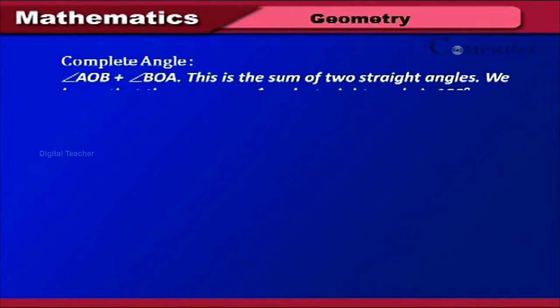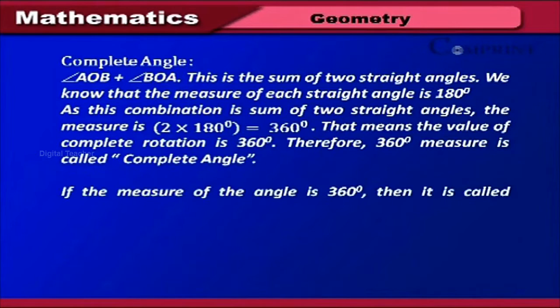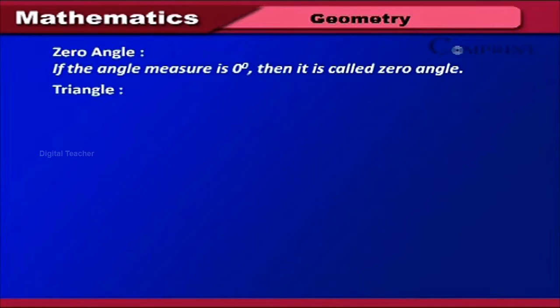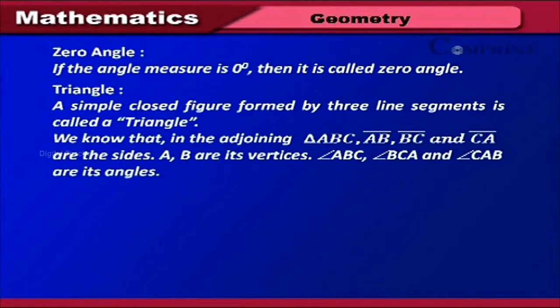Complete angle. Angle AOB plus angle BOA is the sum of two straight angles. We know that the measure of each straight angle is 180 degrees. As this combination is the sum of two straight angles, the measure is 180 plus 180, which is equal to 360 degrees. That means the value of a complete rotation is 360 degrees. Therefore, a 360 degrees measure is called a complete angle. If the measure of the angle is 360 degrees, then it is called a complete angle. Zero angle. If the angle measure is 0 degrees, then it is called a zero angle.